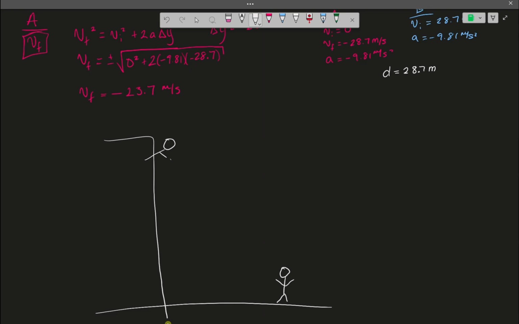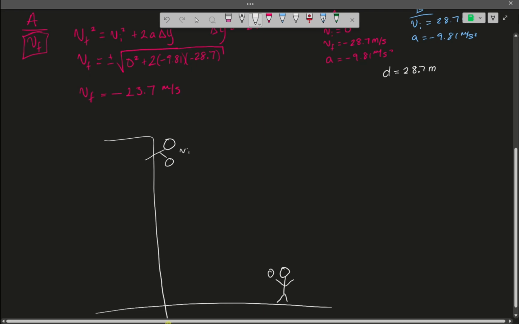So here's me. I have this ball, my friend has that ball. My initial velocity here is going to be 0. Whenever it gets to this location, my final velocity is negative 28.7. The initial velocity for this ball is 28.7. We don't know how far it's going to go up, but we know at some location they're going to encounter each other, and that will be the time that we're looking for.